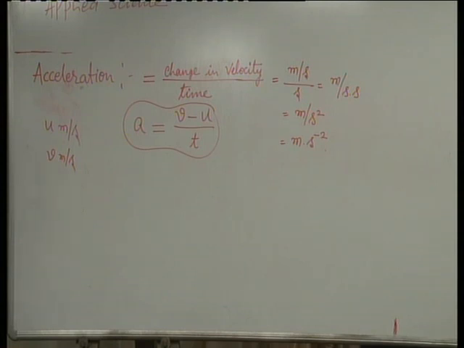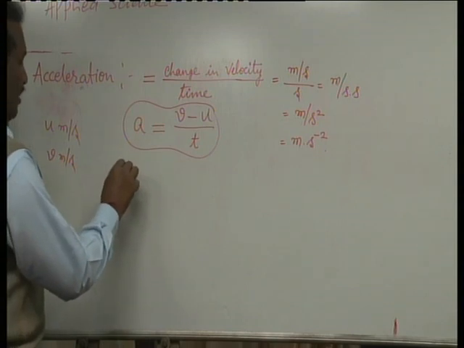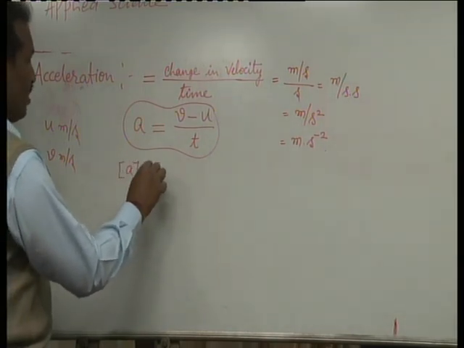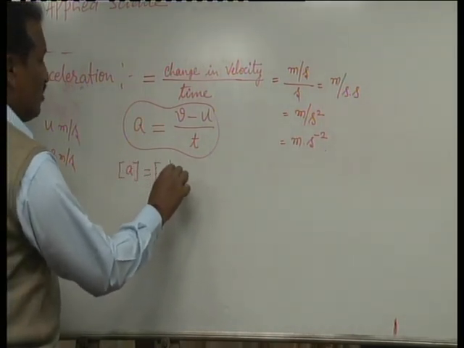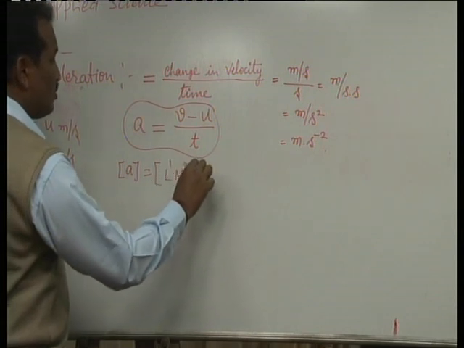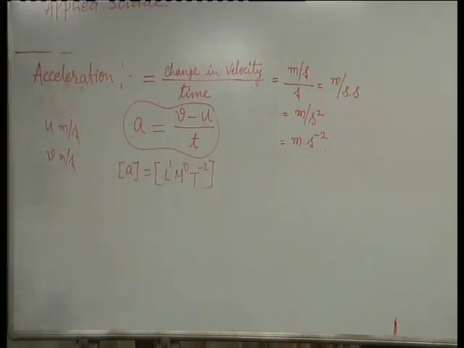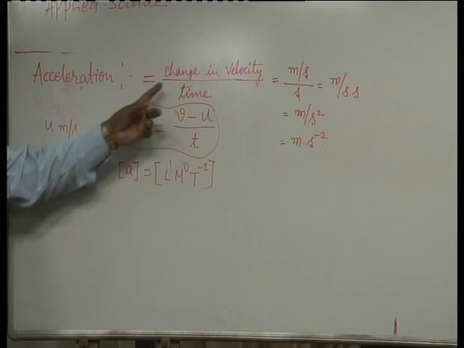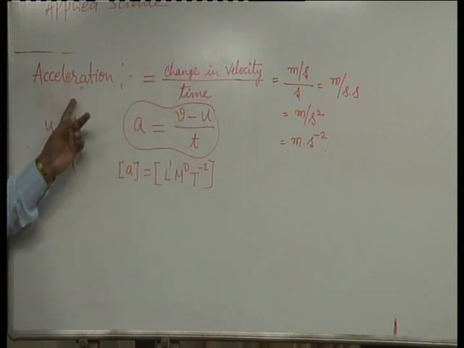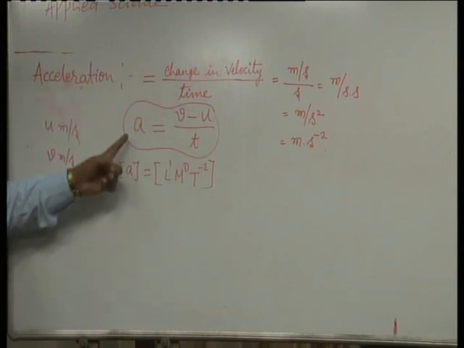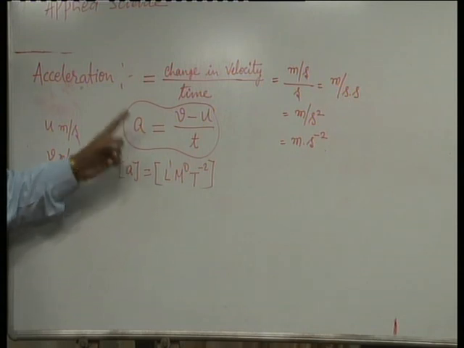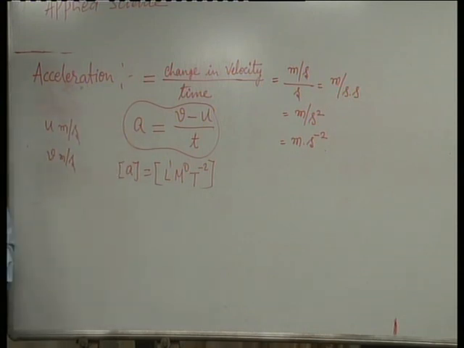As we all know, the dimensional equation of acceleration is 1 in length, 0 in mass and minus 2 in time. So, this is the dimensional equation of acceleration. So, you just remember that the rate of change of velocity is called acceleration. Mathematically, acceleration for a moving body is a equals v minus u divided by t.